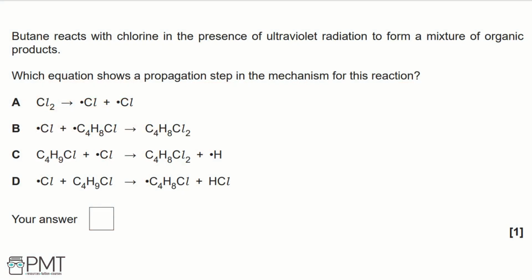Butane reacts with chlorine in the presence of ultraviolet radiation to form a mixture of organic products. Which equation shows a propagation step in the mechanism for this reaction?